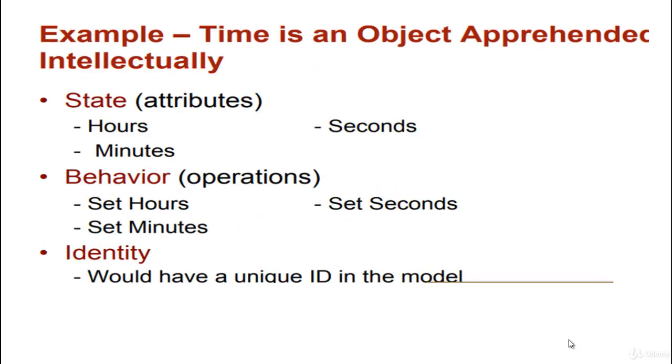So if we take an example, time is an object apprehended intellectually. State or attributes, we have hours and minutes and seconds. Behavior, the second aspect, behavior or the operations. We can have set hours, set minutes, set seconds. So we are setting the time, a behavior. Identity would have a unique ID in the memory.